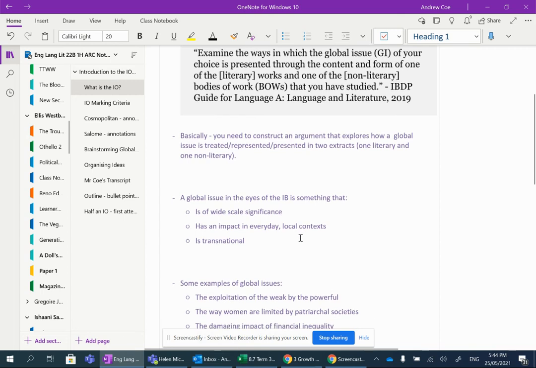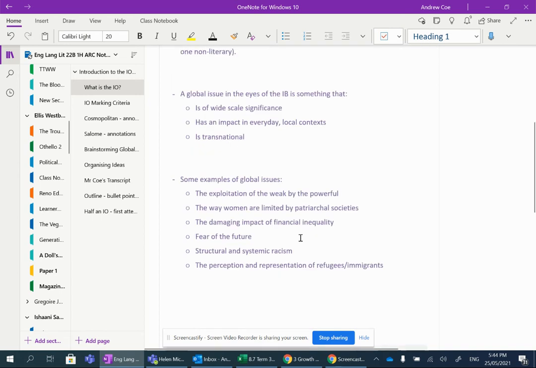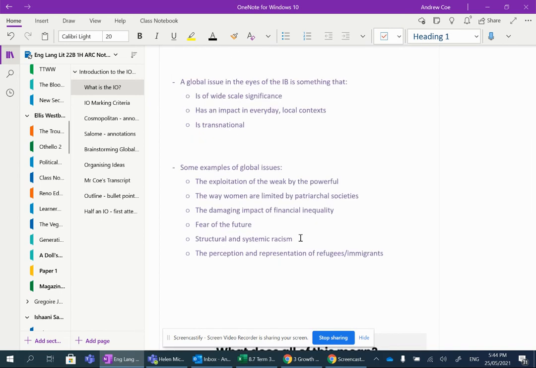Some of you might be thinking, okay, so what is a global issue? It seems strangely vague and a little bit too broad. In the IB, it has to hit three criteria for it to be considered a global issue in relation to the individual oral. It has to be of wide-scale significance. So it has to be something substantial and important. It has to be felt in everyday local context. There has to be sort of some personal level to it. And it has to be transnational. It can't be just specific to one particular geographical location.